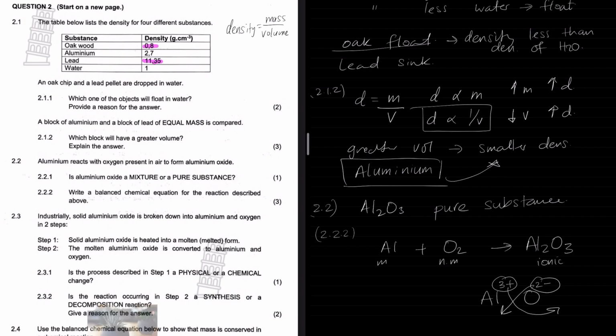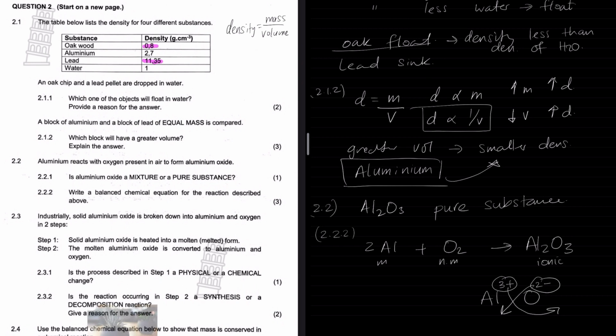Next thing we need to do is ensure that it is balanced. Now, to balance it, we look at what's on the right and what's on the left. On the right hand side, I have 2 aluminiums. On the left hand side, I only have 1. So I need to put a 2 here, right?